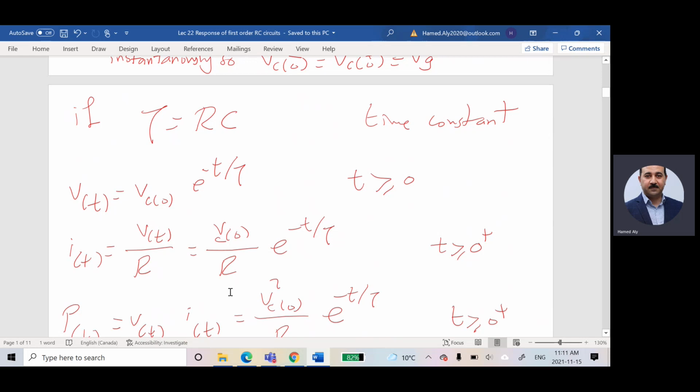This is in case of t greater than or equal to 0 positive or negative or any 0. Positive, because the current in case of the capacitor is changing instantaneously. Before moving the switch, the current was 0, but after moving the switch, the current is changing. Why? Because the capacitor at that time has a storage energy and the voltage across the capacitor is not constant, it's variable. Before moving the switch, the voltage across the capacitor was constant because of the charge. It has Vg.